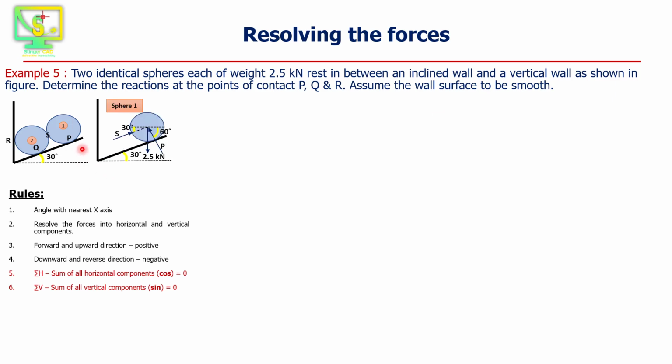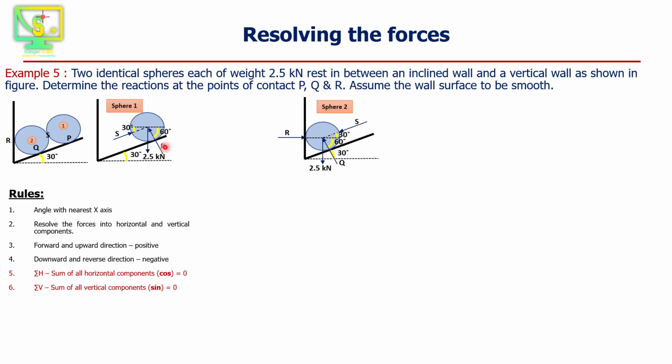Now let's draw the free body diagram for the sphere 1. So the self weight which is acting in the downwards direction, which is 2.5 kN, and we have one reaction force at the point P, and we have one support reaction at S. This support reaction is parallel to the inclined surface, so opposite angles are equal, so this angle is 30 degree, and here this angle is 30 degree, so if you subtract this 30 degree from this right angle 90 degree, we get this angle as 60 degree.